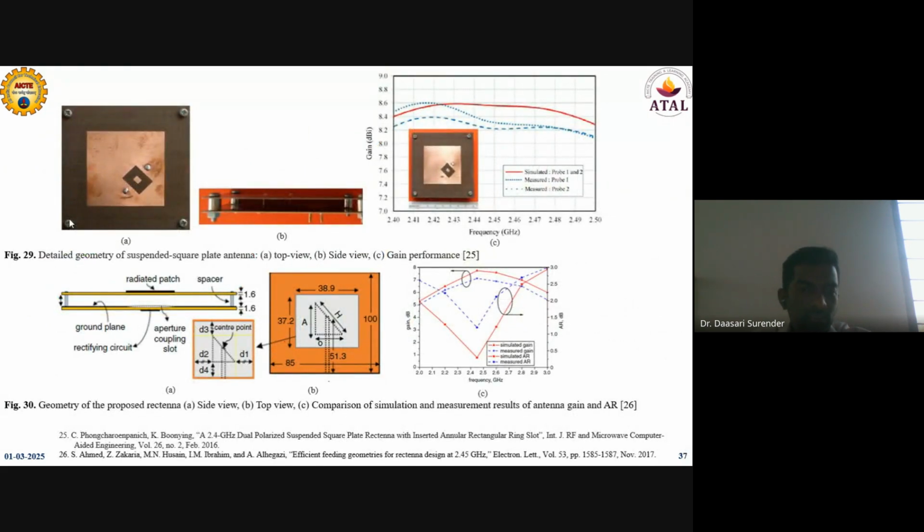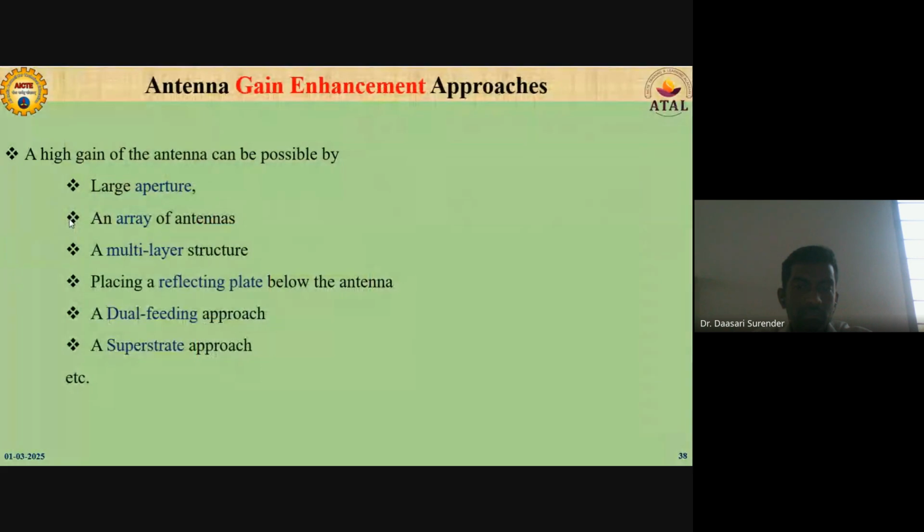And a few of the techniques are the suspended square plate antenna, and one more is the slotted rectangle. And antenna gain enhancement approaches which are observed: high gain of the antenna is possible by large aperture and using an array of antennas, and can be increased by using a multi-layer structure, by placing a reflecting plane at the bottom of the antenna, by using the dual feeding approach, and also by using superstrate approaches for increasing the gain of the system.